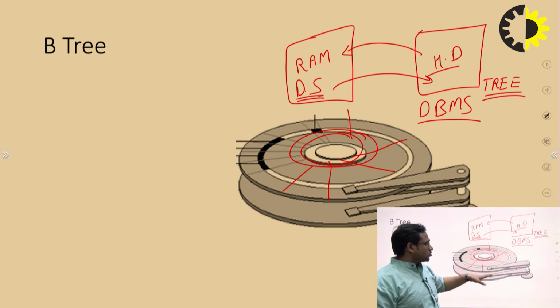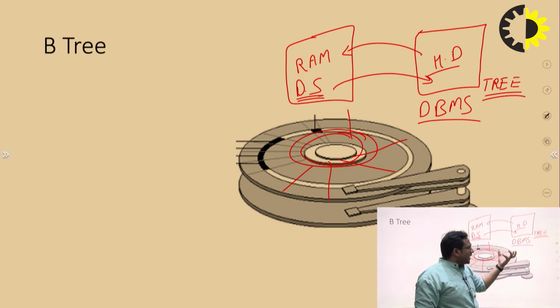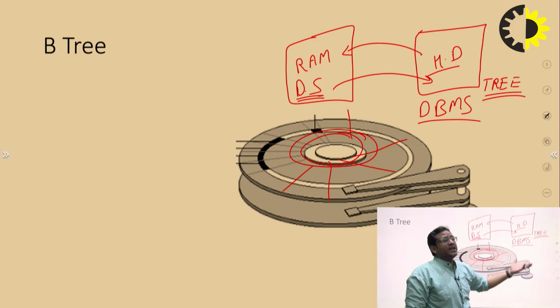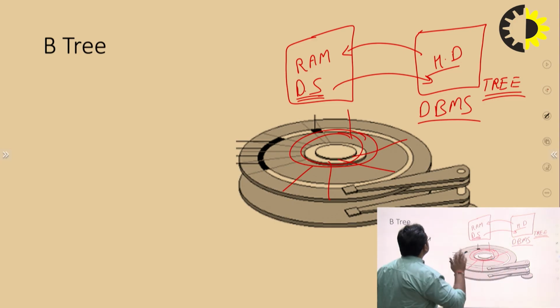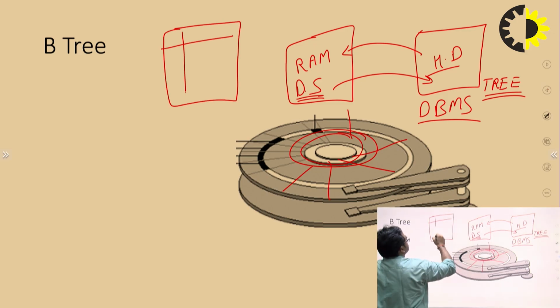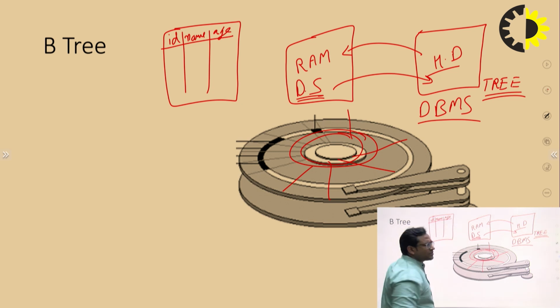So if you want to store data, you can use a tree. I'm trying to explain why we store data in tree format in the DBMS. We can take an example. Suppose I have a table. This is ID, this is name, and this we can say is age. There are 3 fields only.